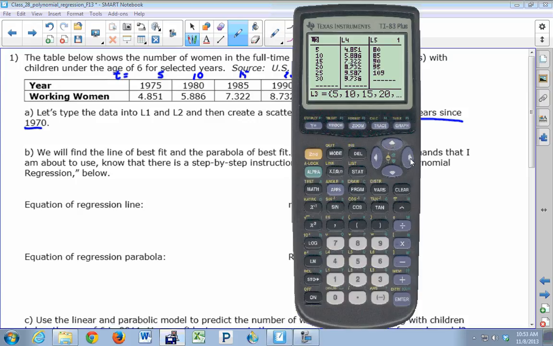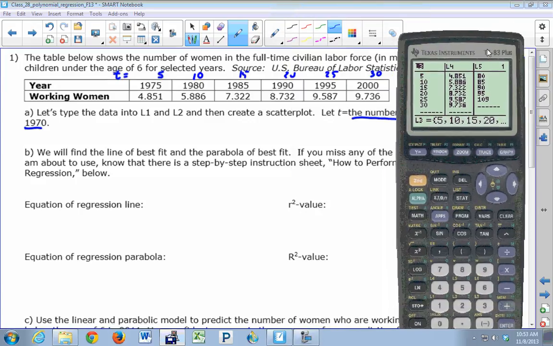So you enter 5, 10, 15, 20, 25, 30 into your first column. And then your second column, whichever one you're using, you enter 4.851 million women, 5.886. All right, you just put those in. And when you're done with that, let me know. I don't want you to do anything beyond that. I just want you to put those data points in.